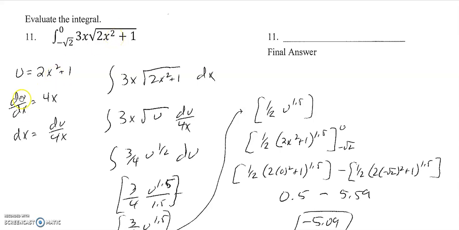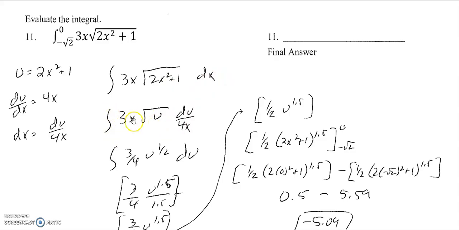Then when you take the derivative, du over dx, the derivative of 2x squared is 4x, derivative of 1 is 0. And then we'll end up with dx equals du over 4x. So if we have the integral of 3x square root of 2x squared plus 1 dx, instead of 2x squared plus 1, we put u. Instead of dx, we put du over 4x.